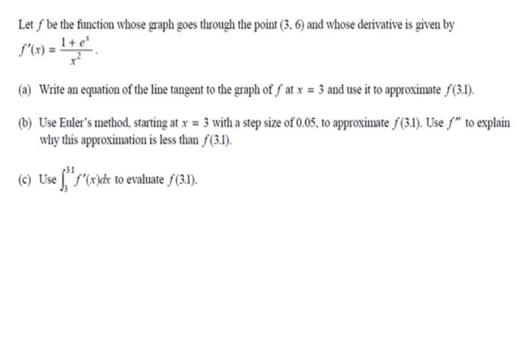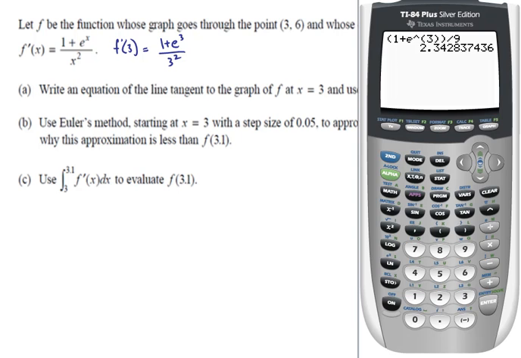For this, one of the first things we need is f prime of 3. That would be (1 plus e to the third) over 9. From the calculator, we can see that that is 2.3428 or so. The next thing we want to do is use the point (3, 6) along with that slope to find an equation of the tangent line at x equals 3.